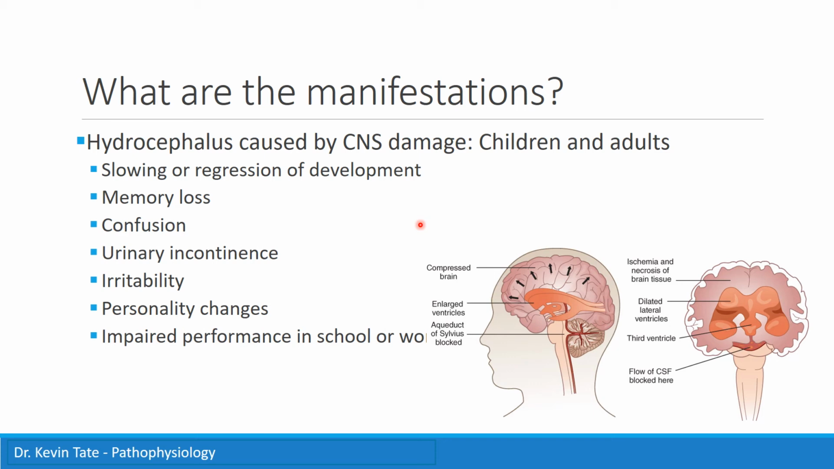Irritability, because nerves are going to be hyperexcitable. Personality changes fall under the same category, and then impaired performance in school or work. Individuals would probably fairly quickly regress as far as performance and mental abilities.